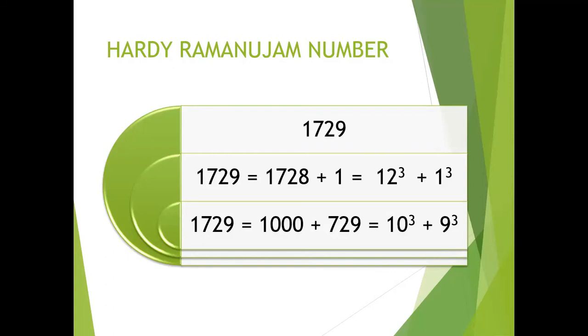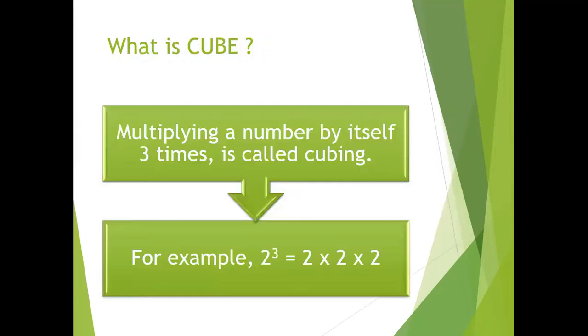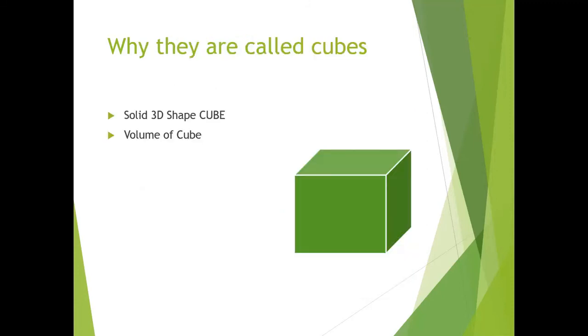Okay. Now let's start our studies, beginning with the name of the chapter. What is a cube? Multiplying a number by itself 3 times is called cubing. For example, 2 cube is 2 into 2 into 2. Why is it called a cube? It is called a cube because we know the solid shape, the cube, right?